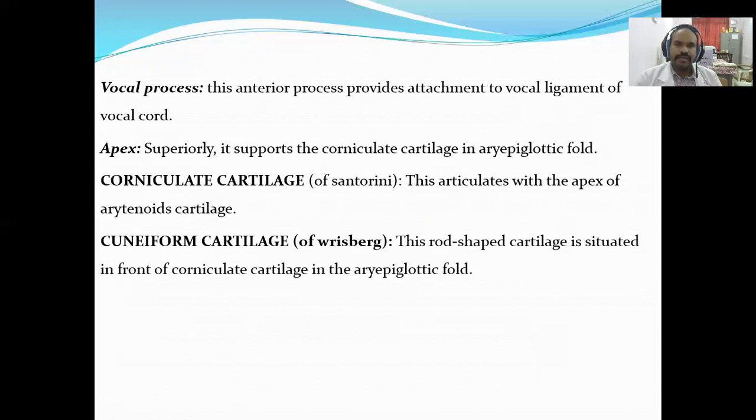Then moving on to the second paired cartilage, the corniculate cartilage. The other name for the corniculate cartilage is the cartilage of Santorini. This articulates with the apex of the arytenoid cartilage. Then the third paired cartilage in the aryepiglottic fold is the cuneiform cartilage, also known as the cartilage of Risberg. It is a rod-shaped cartilage situated in close proximity to the corniculate cartilage in the aryepiglottic fold.